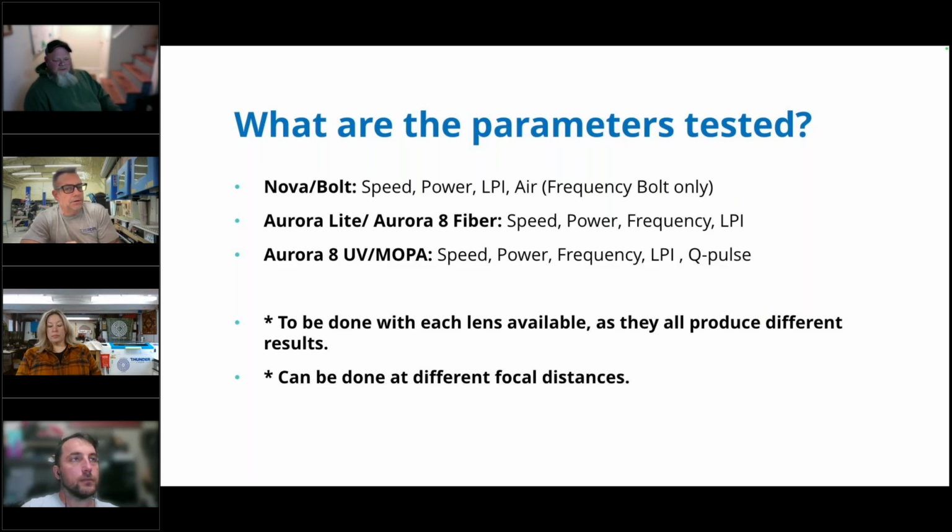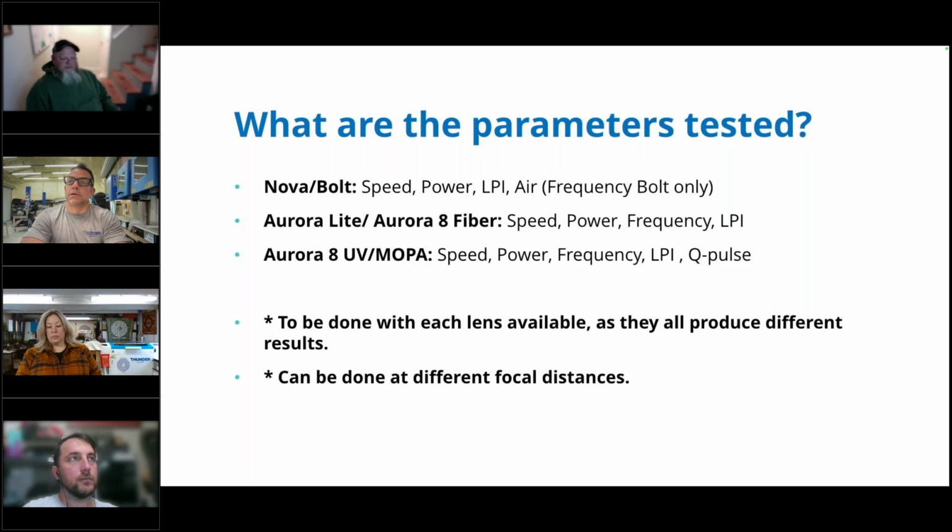We started limiting our offering, and Chris, maybe you know better than I do. It should be the 50 and the 100, but I think we're only starting to carry the 100 for the MOPA and the UV. So we should have 3 available, correct? Yeah, you should still have a 50 watt. That's the Aurora 8. Then you've got the light, which is also 50 watts. Maybe they scrapped the other one. And then the 100 watt MOPA and the UV. So with the UV and the MOPA, again, we're looking at speed, power, and frequency. We're also looking at the lines per inch, and now we're adding in Q pulse.